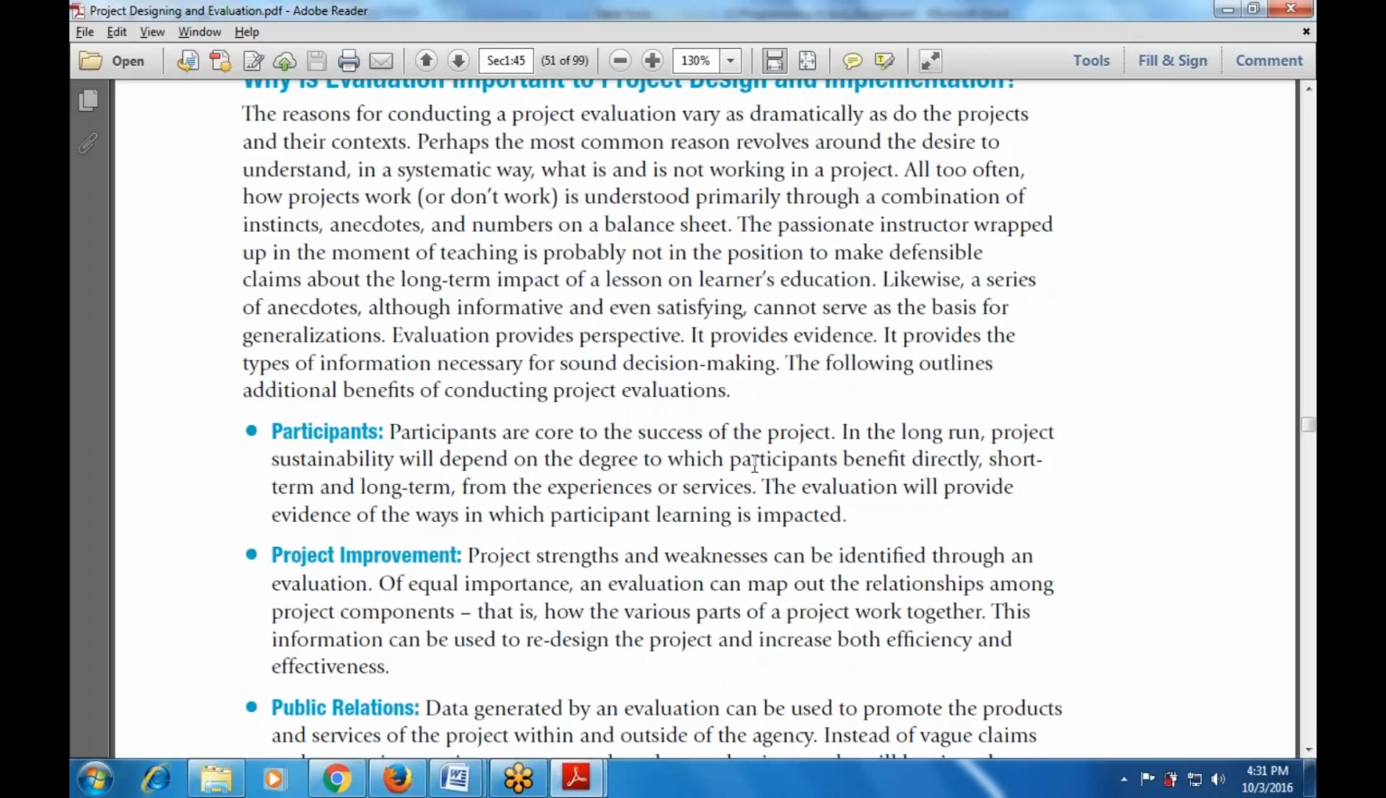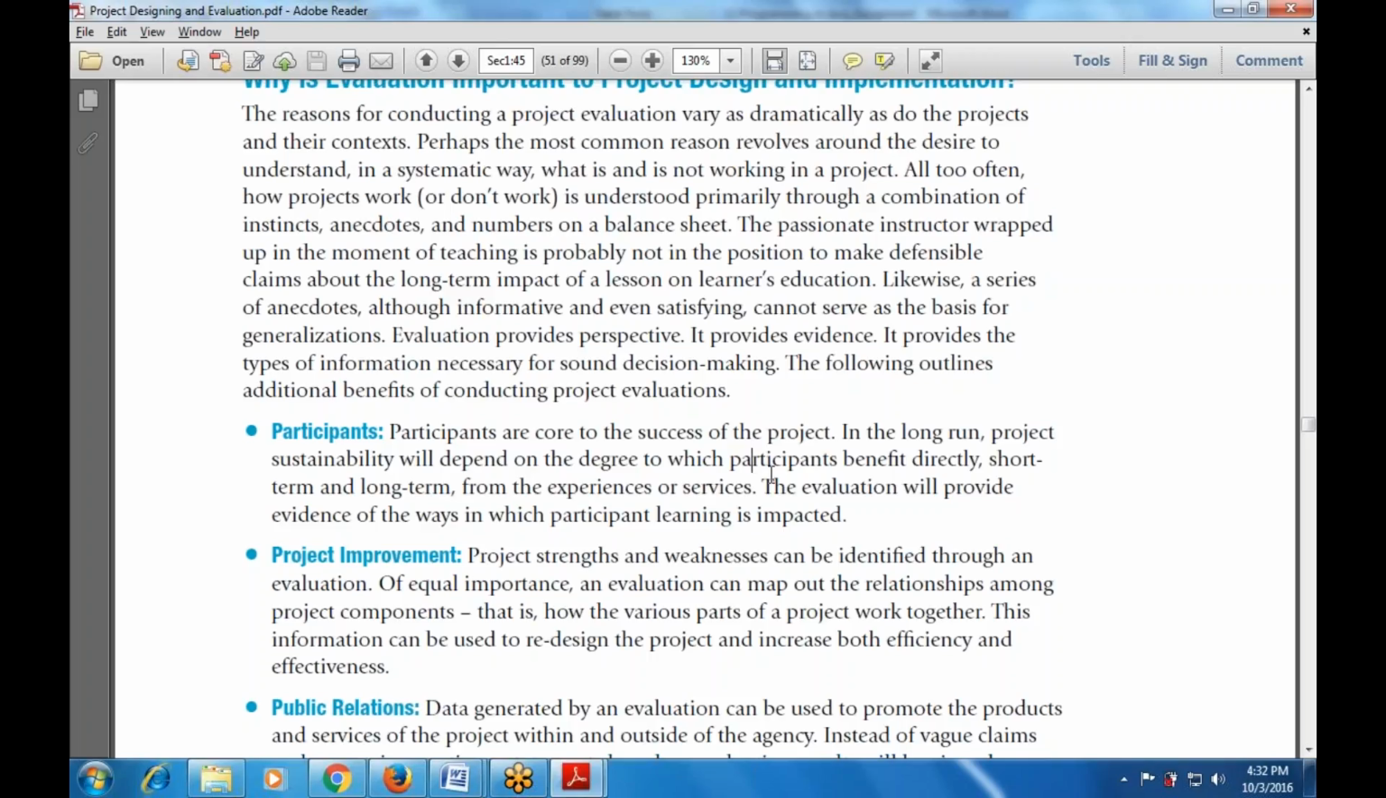So the first one is the participants, that is, the various participants available over here. Then the next one is project improvement, which includes the strengths and weaknesses that can be identified through an evaluation. Then the next one is public relations.